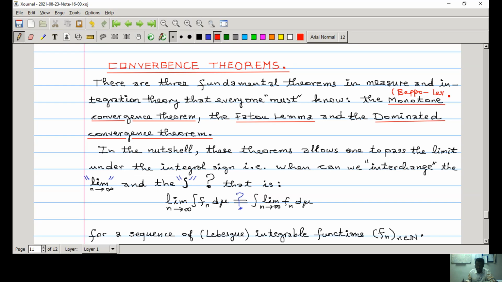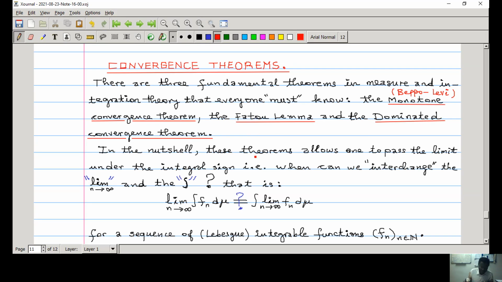Beppo-Levi. I don't know if it's Levy like, yeah, I think it should be with an I instead of a Y. It's the same thing. You have the Fatou lemma and you have the dominated convergence theorem. These are the three fundamental theorems.